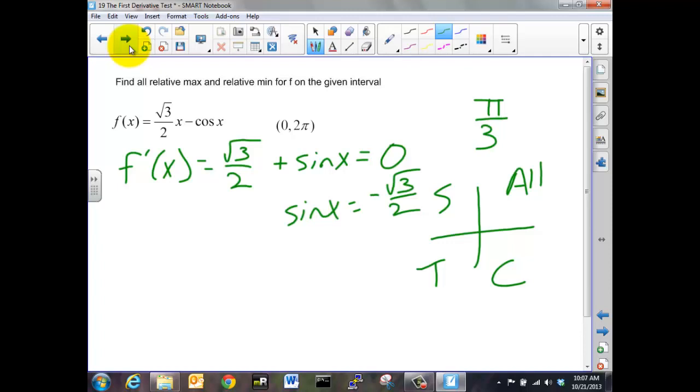So since we're worried about the sine, what two quadrants are we concerned with? The bottom two. This one and this one. Well, pi over 3 is somewhere up here. How do we figure out where it is down there and down there? Y'all remember how to do that?